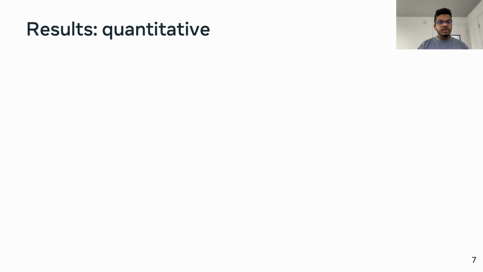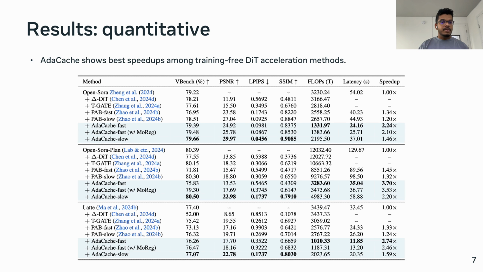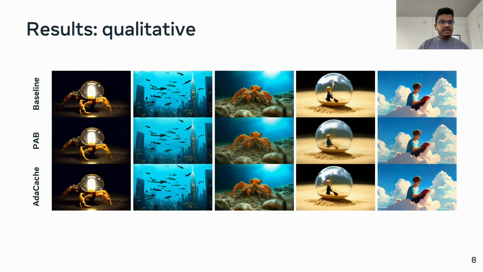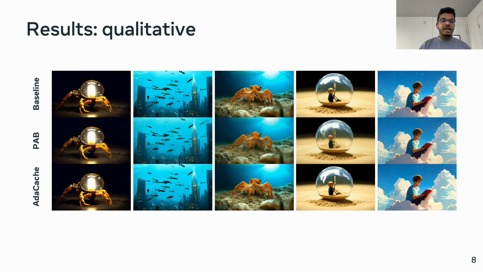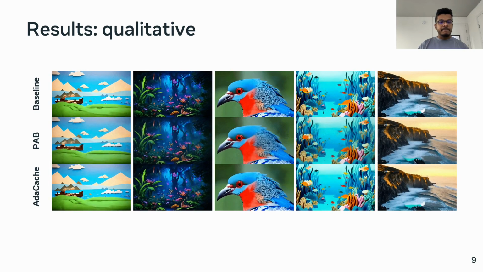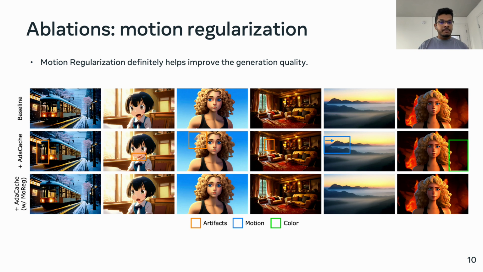All right, if we look at some quantitative results, we see that adaptive caching shows the best speedups among training-free DiT acceleration methods. And it generalizes across different baselines. Here we show some qualitative results, which show that adaptive caching has fewer artifacts compared to prior state-of-the-art. And we also show that motion regularization definitely helps improve the generation quality. We see fewer artifacts, both motion and visual, when we have the motion regularization.